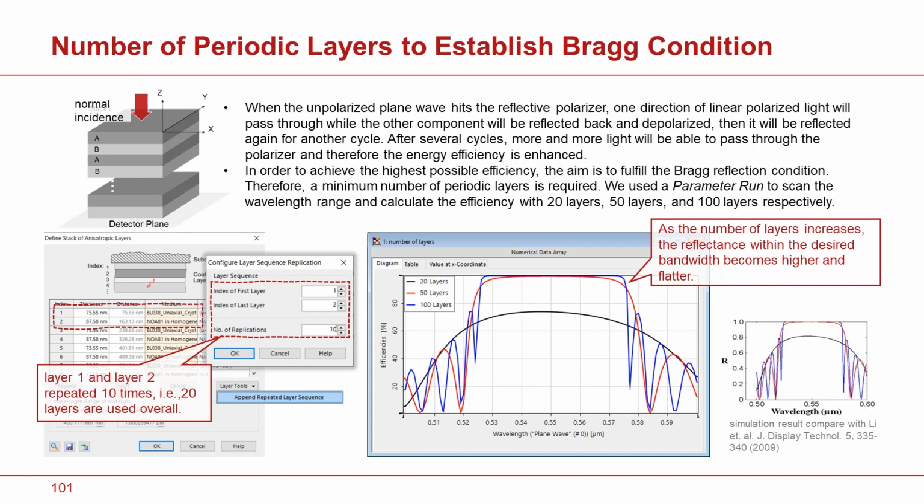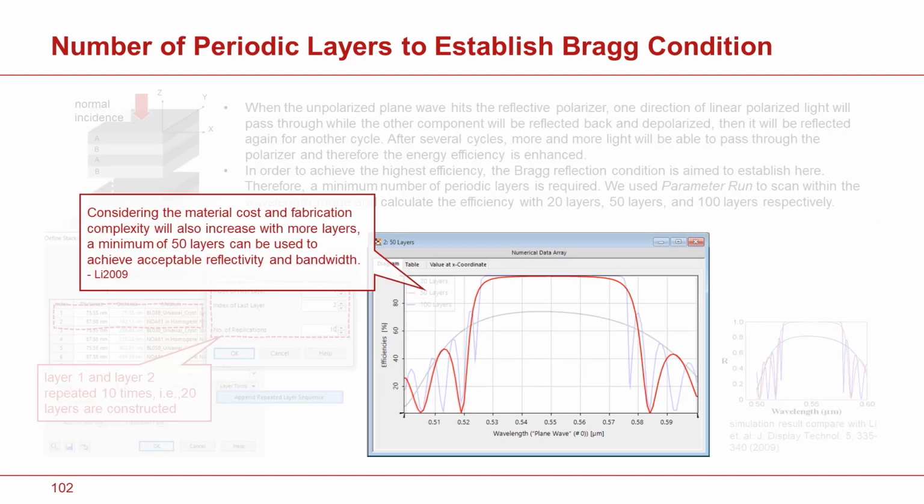We don't even reach 80% efficiency. Then we can see in addition the results for 50 layers and 100 layers, and according to the conclusions of the paper, taking into consideration also fabrication constraints, for the purposes of that paper the 50 layer situation would be enough.